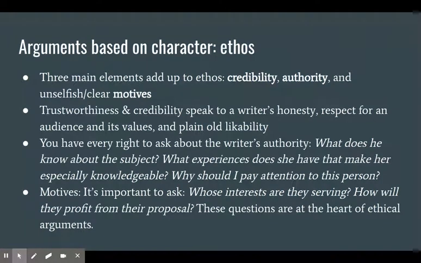You have every right as a consumer or the reader to ask about the writer's authority. What does he know about the subject? What experiences does she have that make her especially knowledgeable? Why should I pay attention to this person? Motives, it's important to ask, whose interests are they serving? How will they profit from their proposal? These questions are at the heart of ethical arguments.